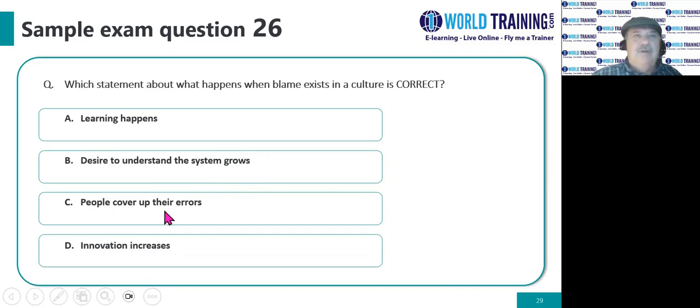People cover up their errors. Maybe I'm reading the question wrong. What happens when blame exists? Okay, not so, you know, the bad things about what happens when blame exists. So certainly learning doesn't happen. So that's not the answer. Desire to understand, okay, that's not going to happen. Covering up their errors, that does happen. Innovation increases. Okay, so C is the best answer.